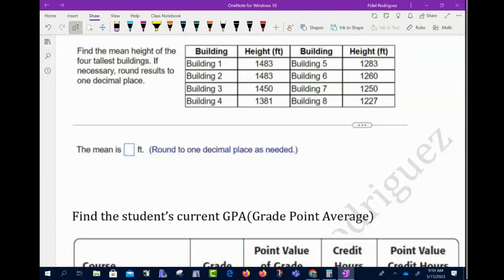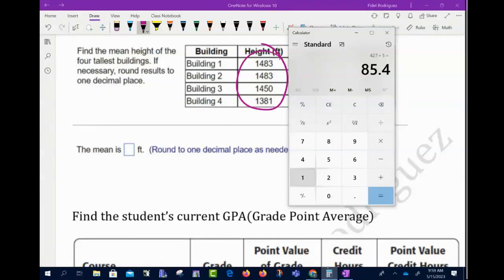Okay, we want to find the average height of the four tallest. Number one, let me ask you a question. Are those numbers already in order from biggest to smallest? Yeah, they are, right? And if we want the four tallest, wouldn't we just take those four right there and add those up? So look, 1483 plus another 1483 plus 1450 plus what, 1381? And we're going to divide it by how much? By four, right?